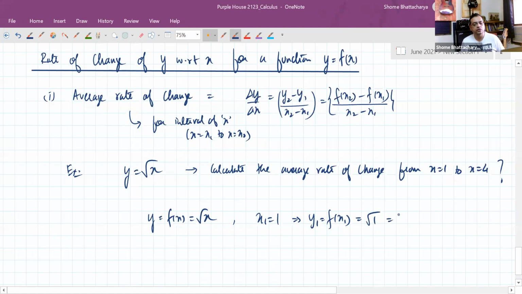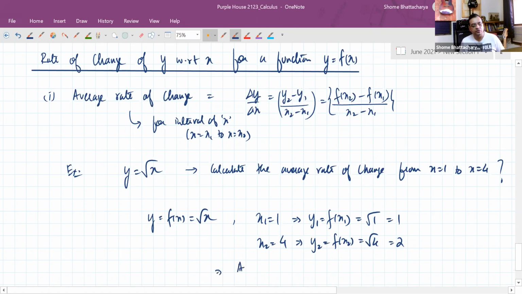So it's square root of 1 or 1. The value of x2 that we have given to us in the question is 4. So y2 is equal to f of x2. So that will become square root of 4, which is 2. Now remember, it's not plus minus 2, it's just 2.